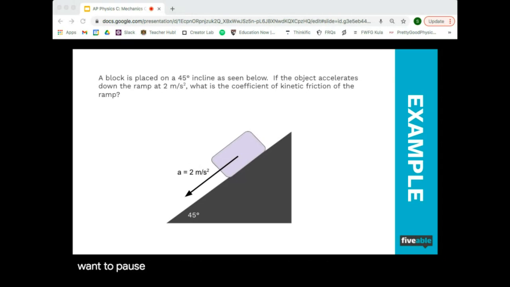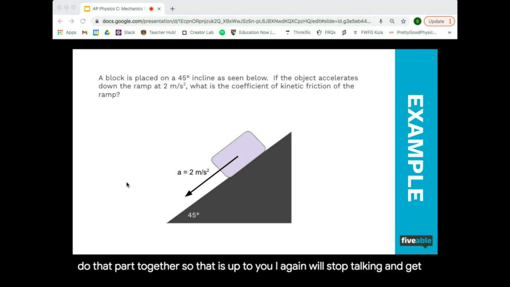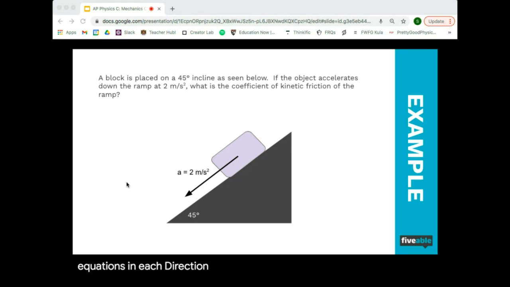If you want to pause there and just have me walk through the rest of it, we can do that part together. So that is up to you. I, again, will stop talking and give you a couple minutes to see if you can at least get to the net force equations in each direction, and then we'll go from there.